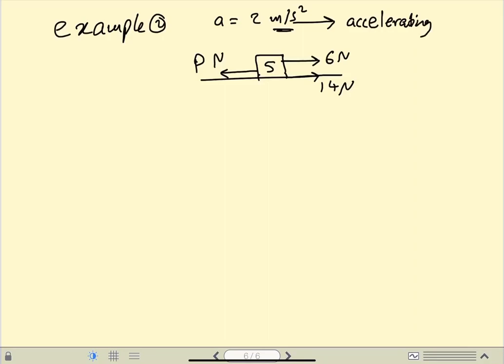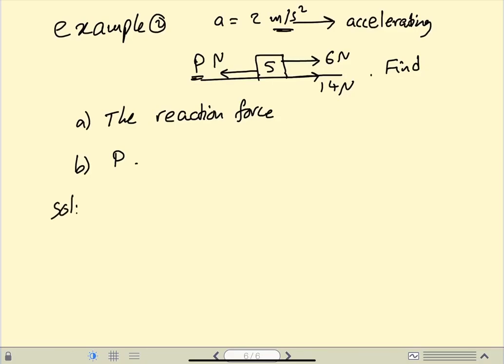What do you have in this example? And what do you want? The question wants from us here, A, find the reaction force. B, find P. What's the value of P?